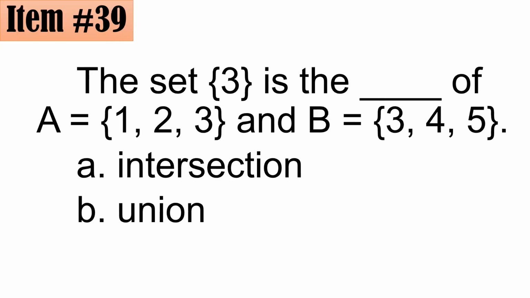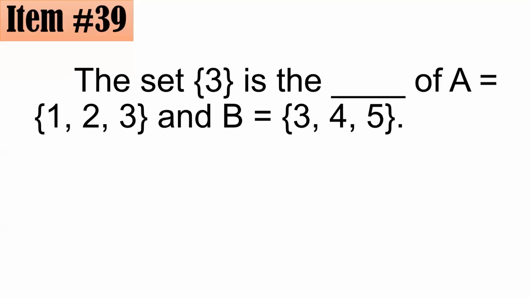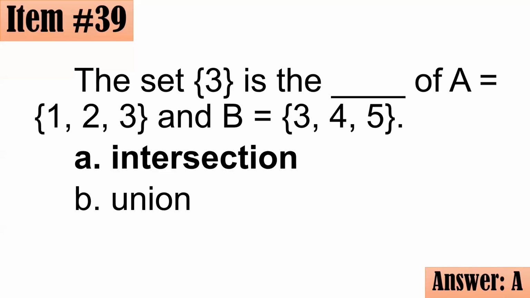39. The set containing the number 3 is the blank of set A with elements 1, 2, 3 and B with elements 3, 4, 5. Is it A, intersection, or B, union? Okay, reading your comments po. Many of you are convinced na tama si letter A. Pero tama nga ba si letter A? Yun yung tanong. If you answered A, wow, you are actually correct.